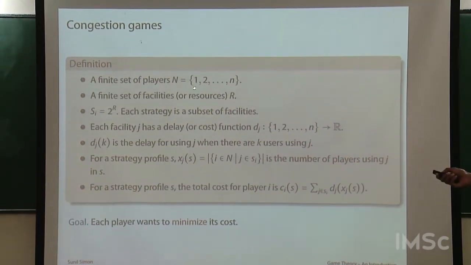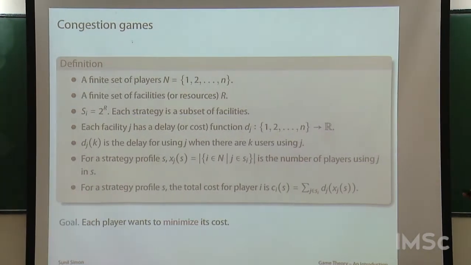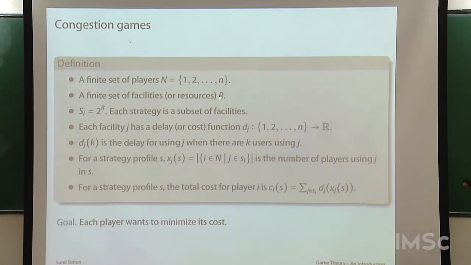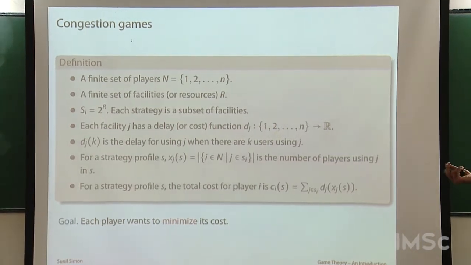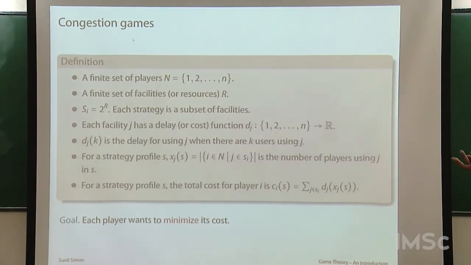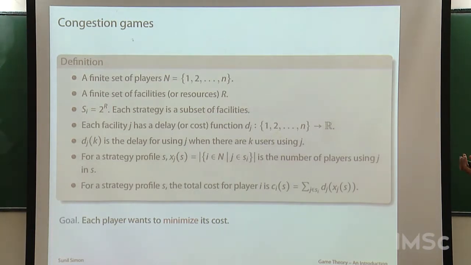You have a set of players 1 to n. You have a set of facilities or resources, let's call it R, a finite set. One nice way of thinking about this is suppose you have a road network. Everyone wants to go from, let's say, point A to point B. There are these road segments which connect A and B. So the set of road segments is going to be the set of resources. Now to reach from A to B, you have to pick some subset of resources, and then travel on that subset. That's how you reach from A to B.